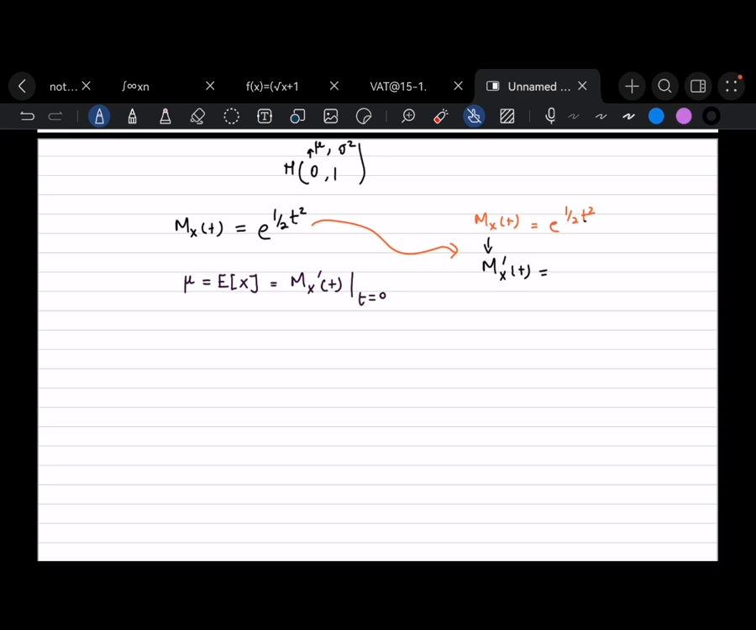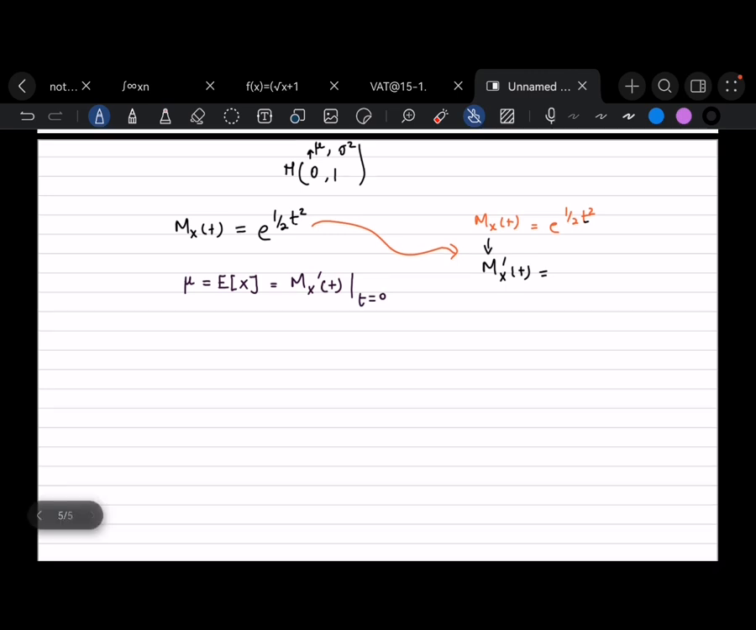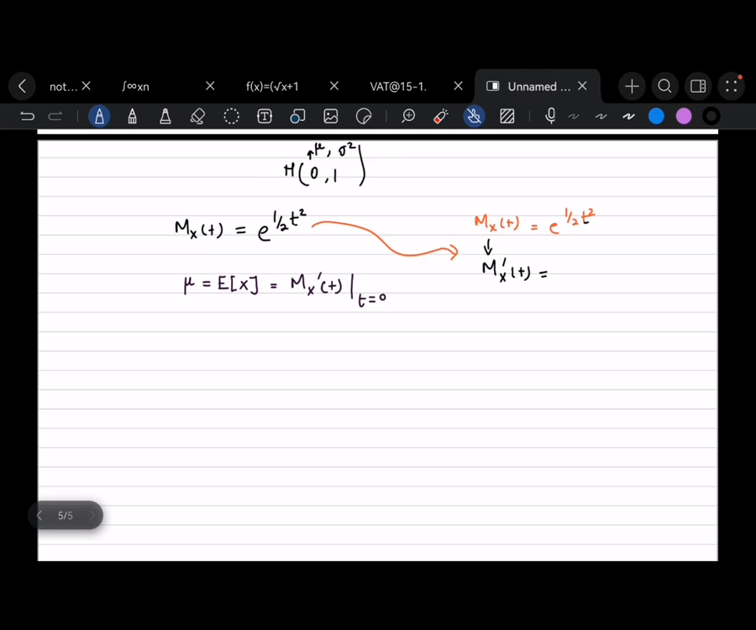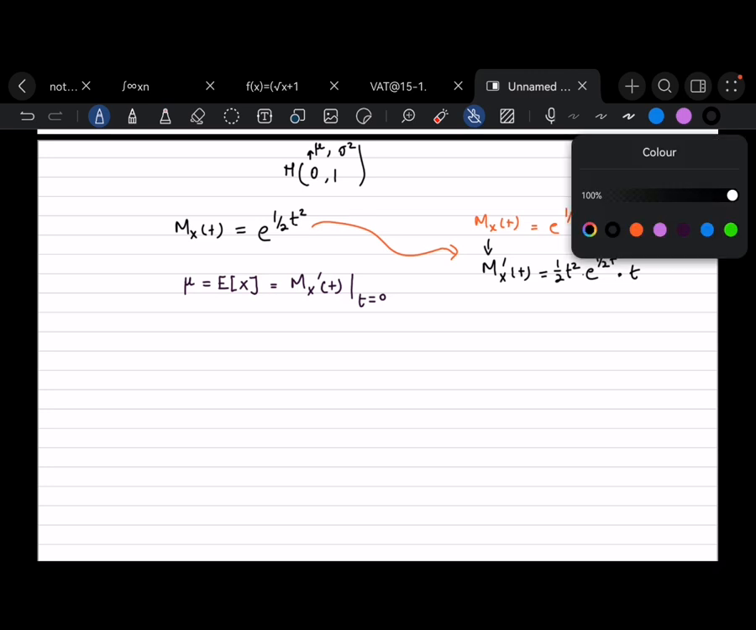So you want to use the chain rule. We have e to the half t squared, and you want to derive it. So use the chain rule. You take e to the half t squared, and then you have to multiply by the derivative of the exponent. So the derivative of half t squared is just gonna be t, because now we are deriving this with respect to t.